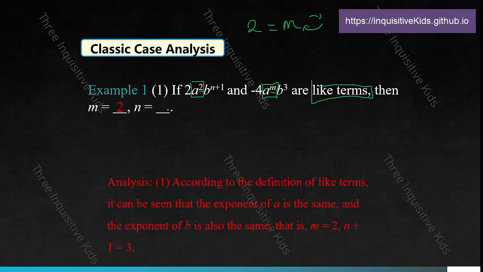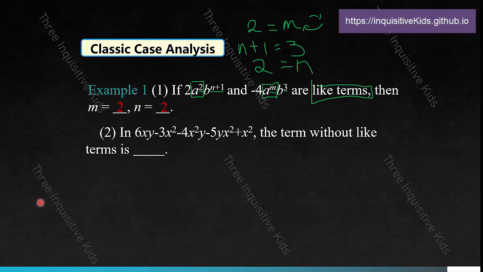The same with the b's. The exponent of the first b and the exponent of the b in the second term, they just have to be equal. So from that we can know that n plus 1 is equal to 3. What plus 1 is equal to 3? 2 plus 1 is equal to 3. n is equal to 2. And if you plug them in and simplify it, you can see that in fact it is correct.